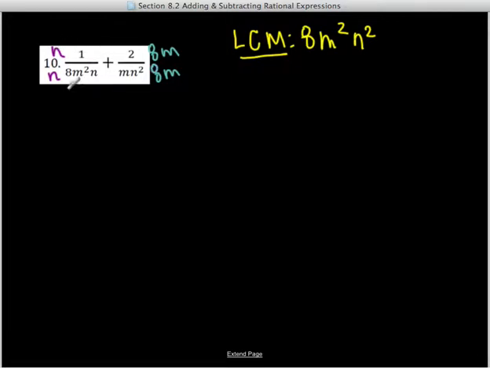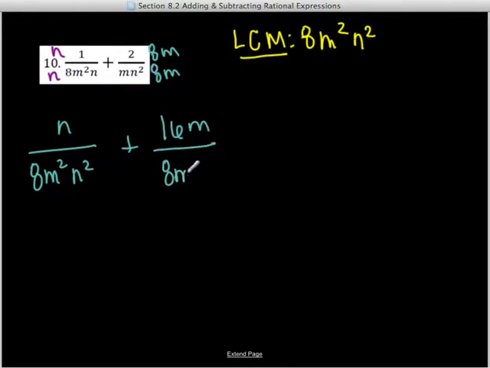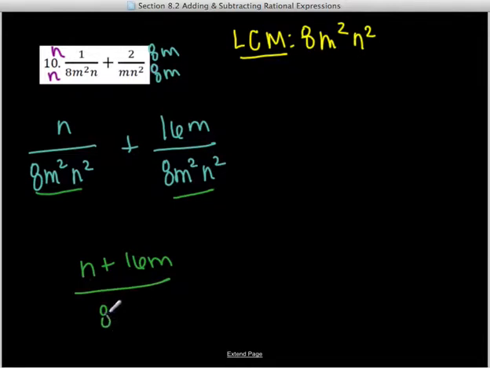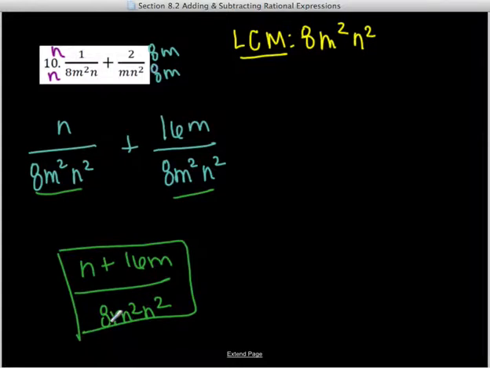So let's go ahead. I would have n times 1, it's n, over 8 times m squared. N times n would be n squared, plus 2 times 8 is 16m, over 8. M times m will give me m squared and then n squared. Once again, I check. Denominators are exactly the same, so I would have n plus 16m all over 8m squared n squared. There is my solution to example 10.